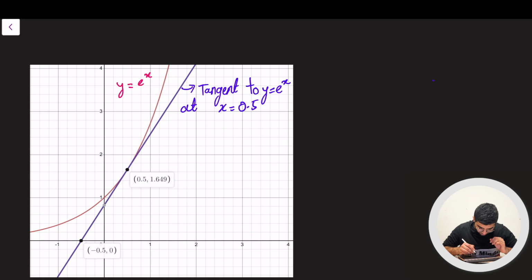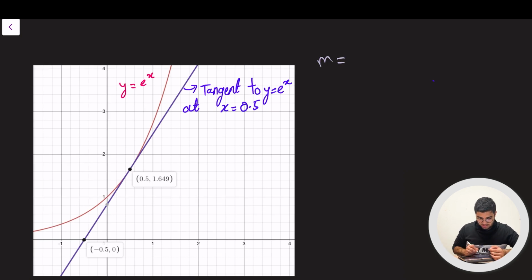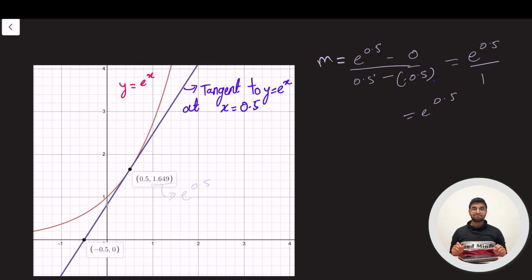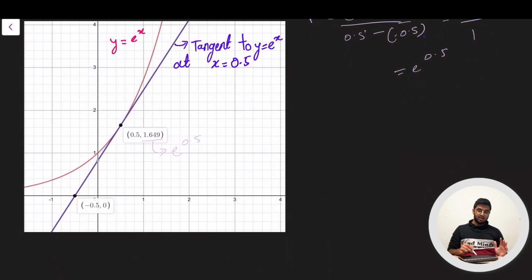Okay, so let's try and find the slope again, and this time this is e to the 0.5. Because the x value is 0.5, therefore the y value is e to the 0.5. That's the definition of the function. So e to the 0.5 over 0.5, and we do our usual negative 0.5 over 0. That gives us e to the 0.5 over 1, so e to the 0.5. It looks like our pattern is holding.